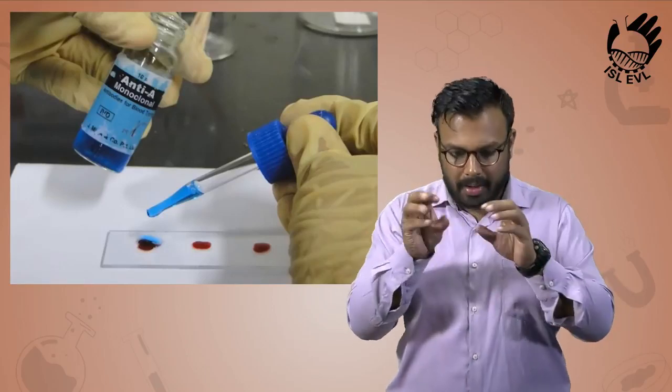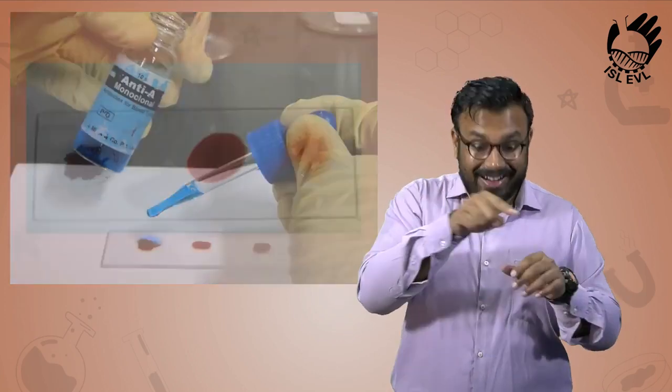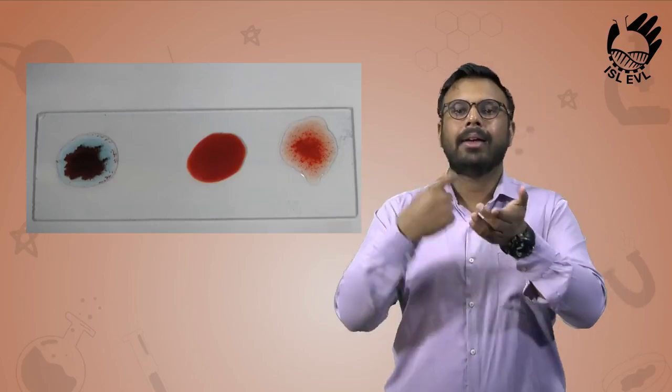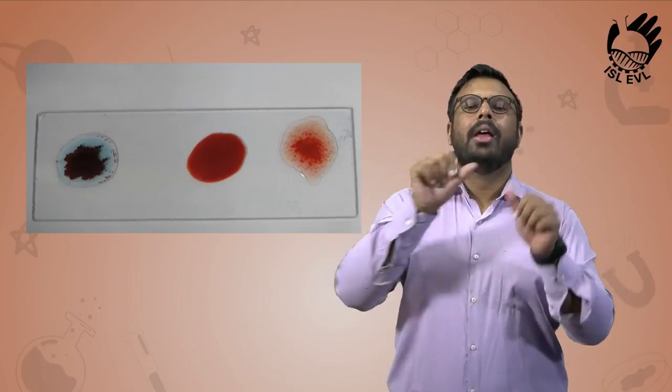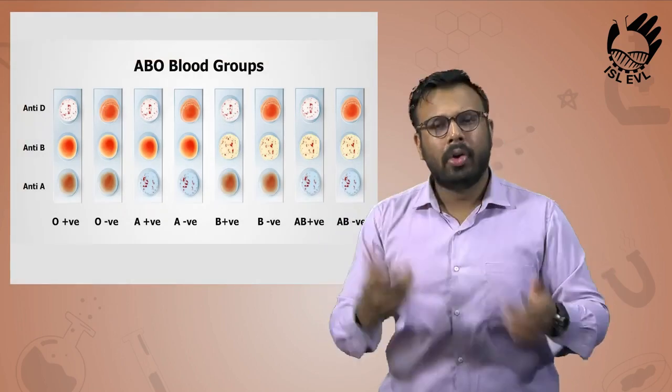We mix the monoclonal antibodies with the blood sample using a toothpick. When RBCs carrying one or both antigens are exposed to the corresponding antibodies, they clump together.